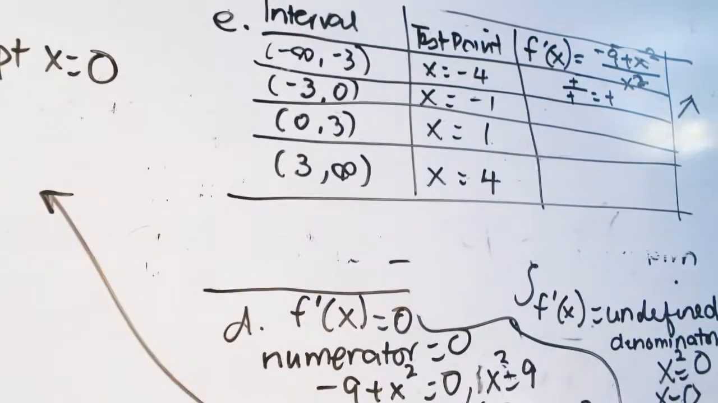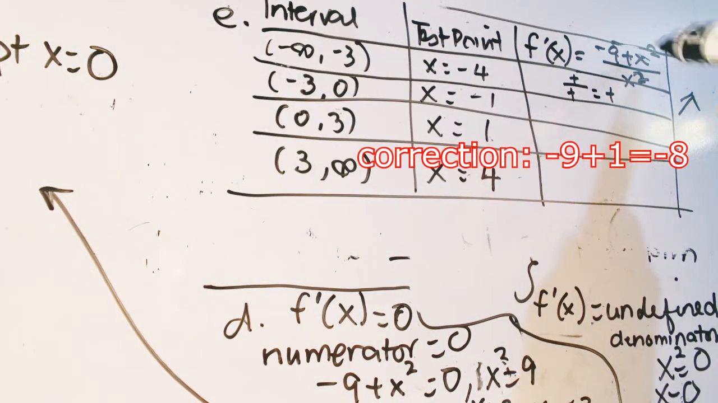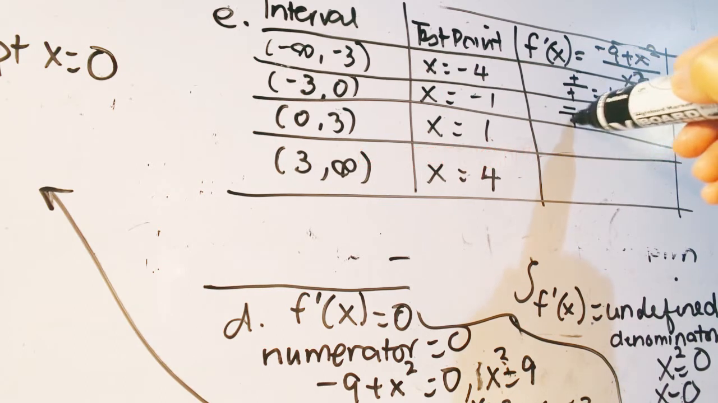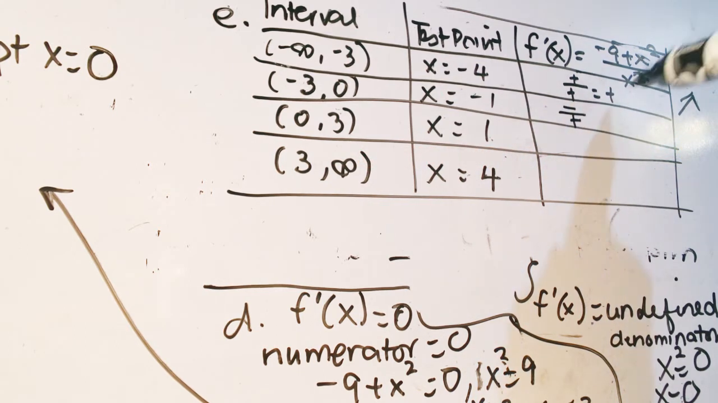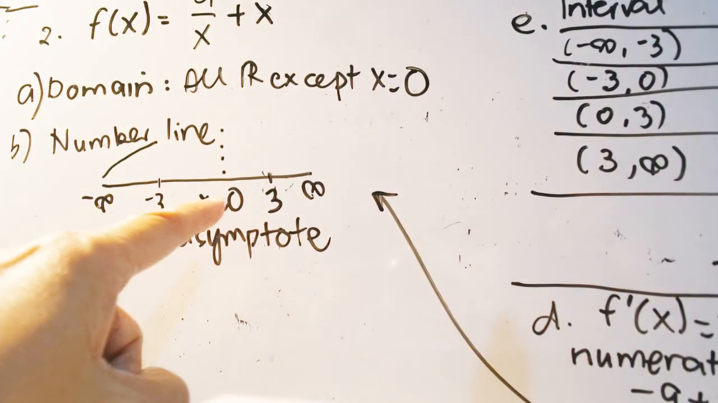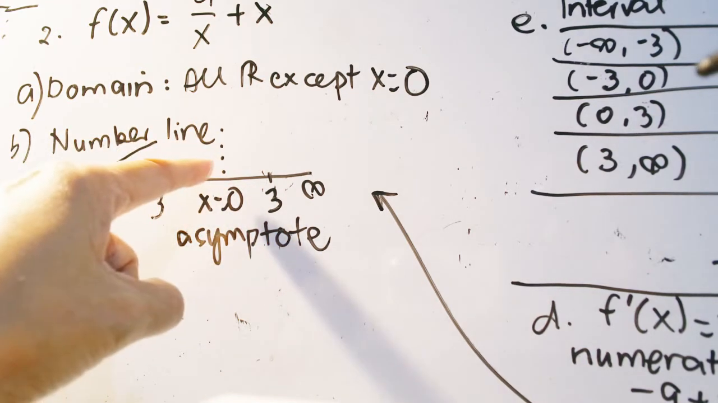Okay? And then minus 3 to 0, minus 1. Minus 9 minus 1 is minus 10. Minus 10 is negative, and the bottom is positive, so this is negative. Negative tells us that the function is going down. So going down from minus 3 to 0. From here, from minus 3 to 0, it goes down. And it is continuous.